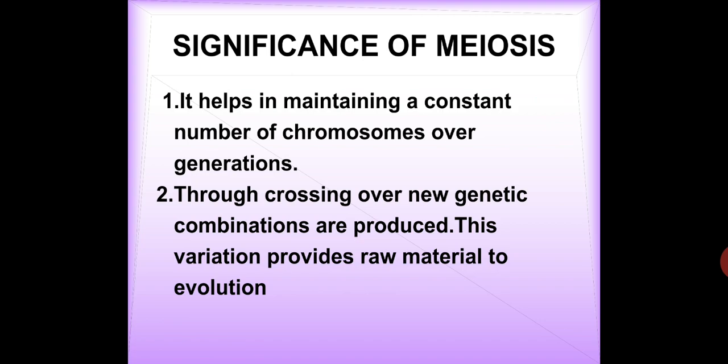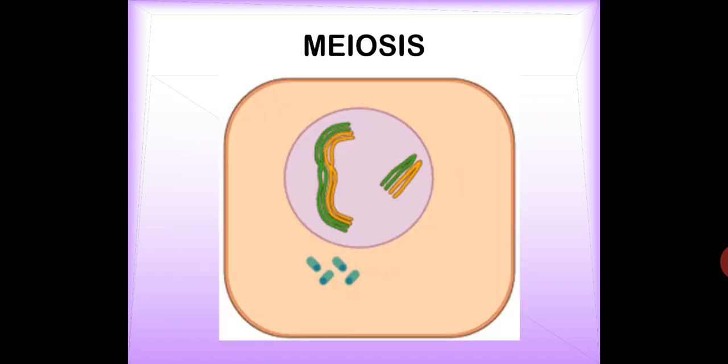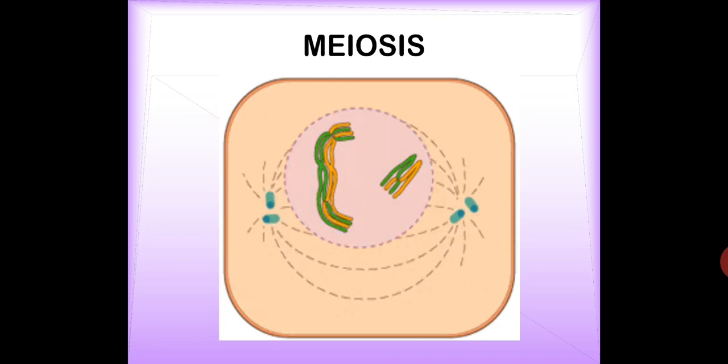Friends, we conclude with the significance of meiosis. It helps in maintaining a constant number of chromosomes over the generations. Through crossing over, new genetic material and combinations are produced. This leads to variation that provides the raw material for evolution. We end this presentation with the animated clipping of meiosis.